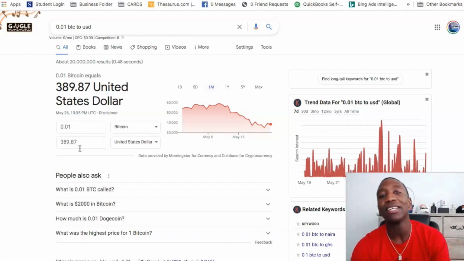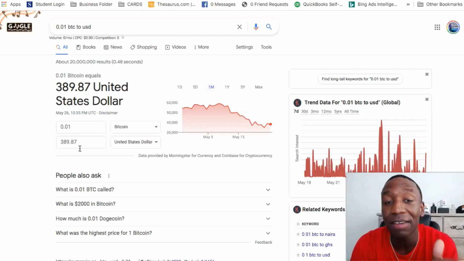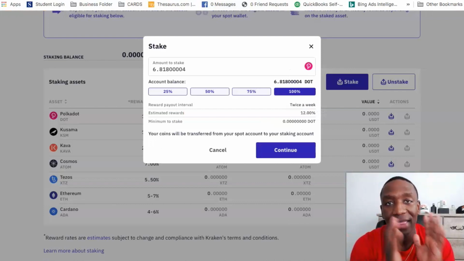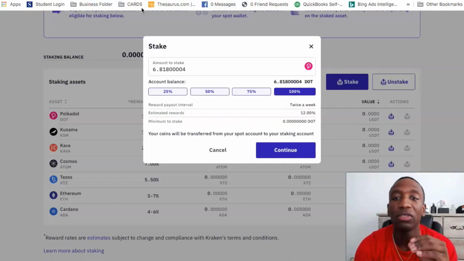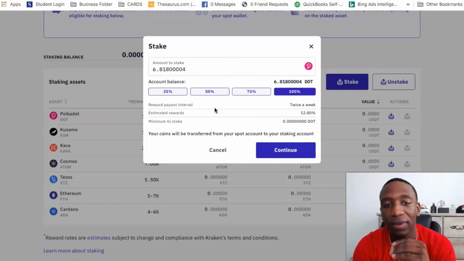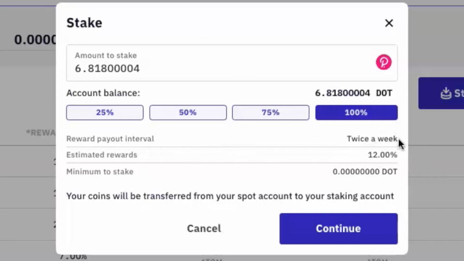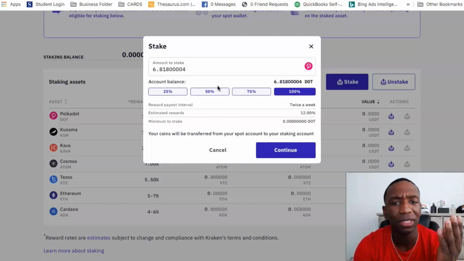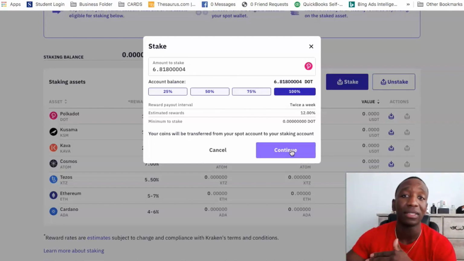Okay, so yeah, $389.87. Now, in this case, all you're doing is just trying to figure out, okay, that is the amount that I need to put. And then once you verify that, you come over here. You can see right here, it says reward payout interval twice a week, estimated rewards 12%, and then minimum to stake. You can see it right there. And I don't see anything showing up. Hold up, I don't know why that's not showing up. Okay, so your coins will be transferred from your spot account to your staking account. Once that actually happens, you hit continue, and then it'll take you through the rest of the process.